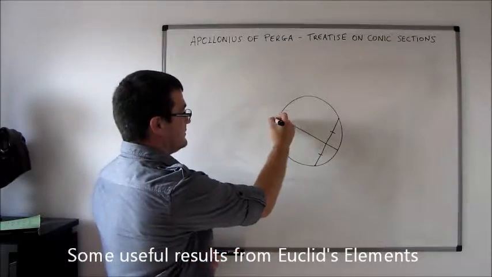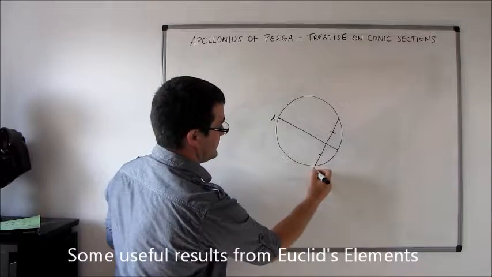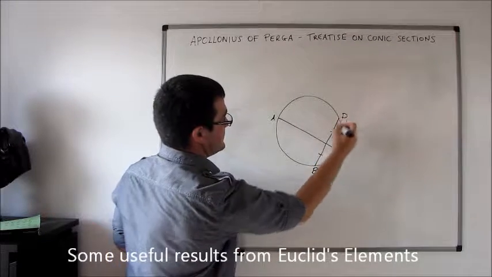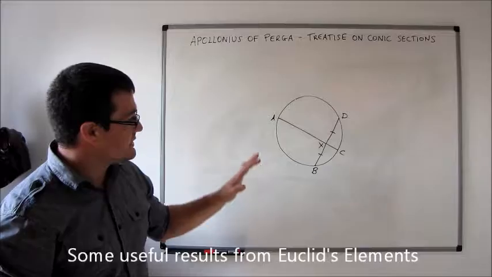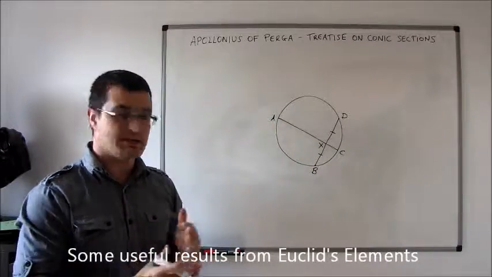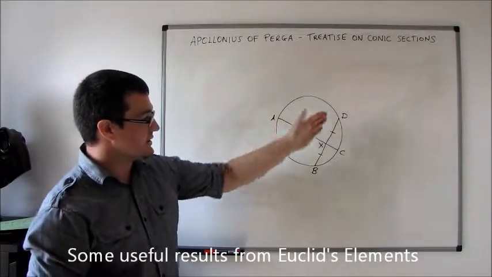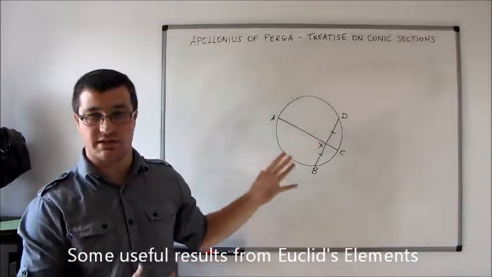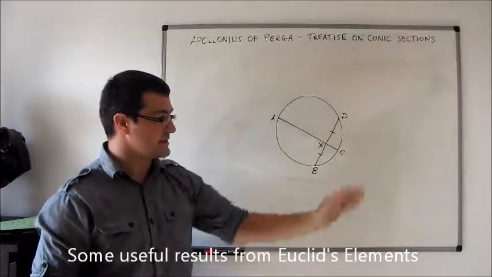Okay, so A, B, C, D, X. This time we've got two chords that intersect, but one of the chords actually bisects the other. Not necessarily at 90 degrees, but it bisects the other chord.